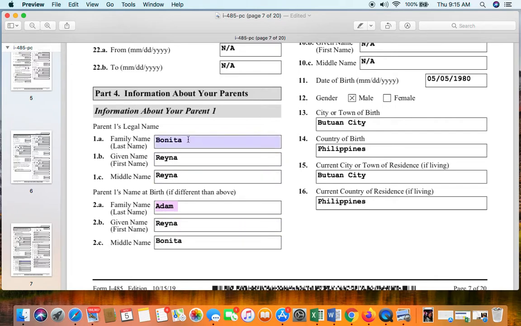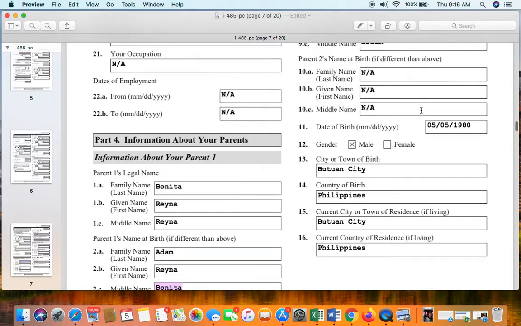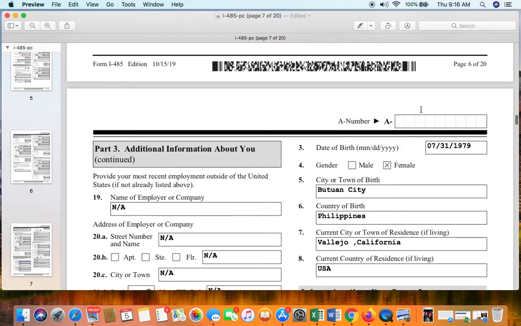I already got divorced, so I've regained my singleness. But anyway, since this is on my legal document, I'm just going to write it down right here. And first name at birth, there you go, that's it. Then let's go to date of birth. I was born on July 31, 1979. I am female.